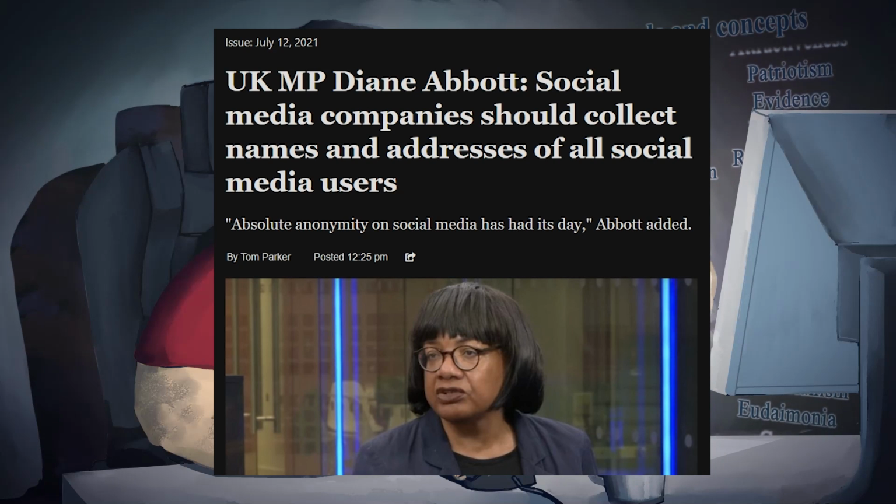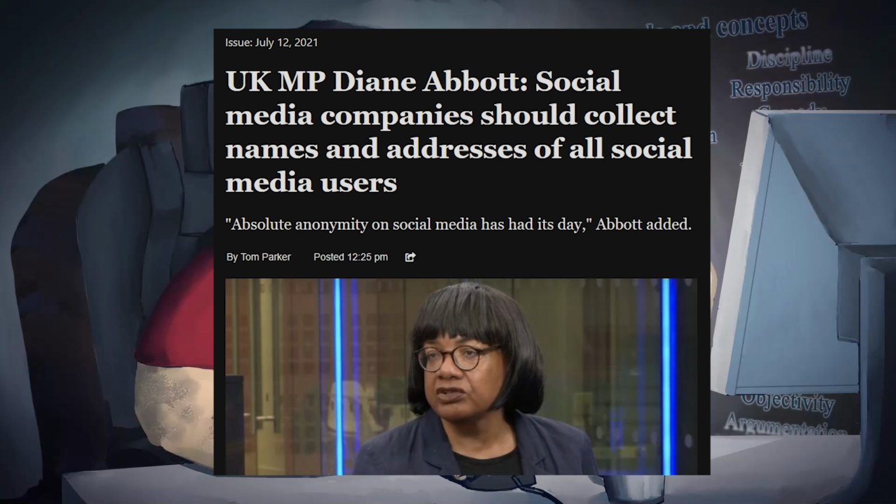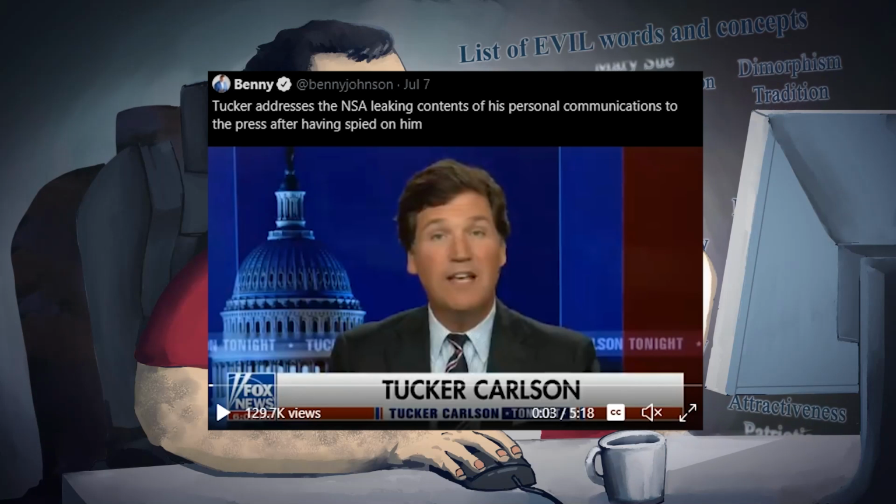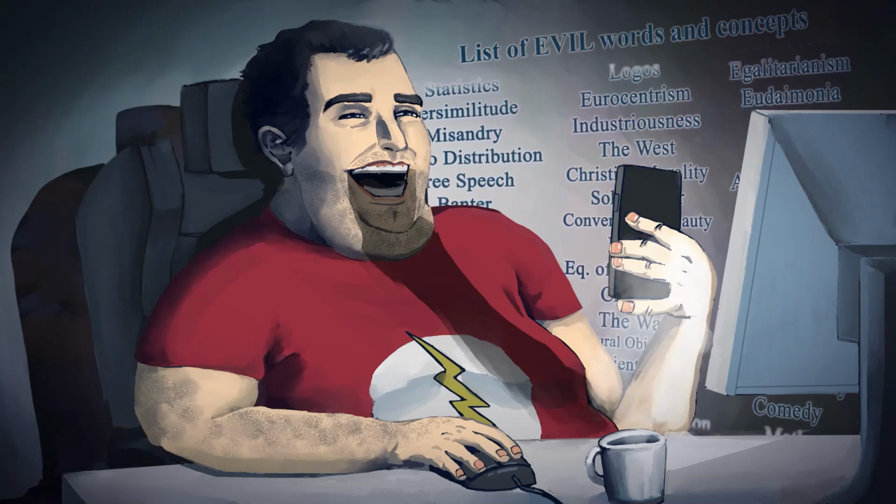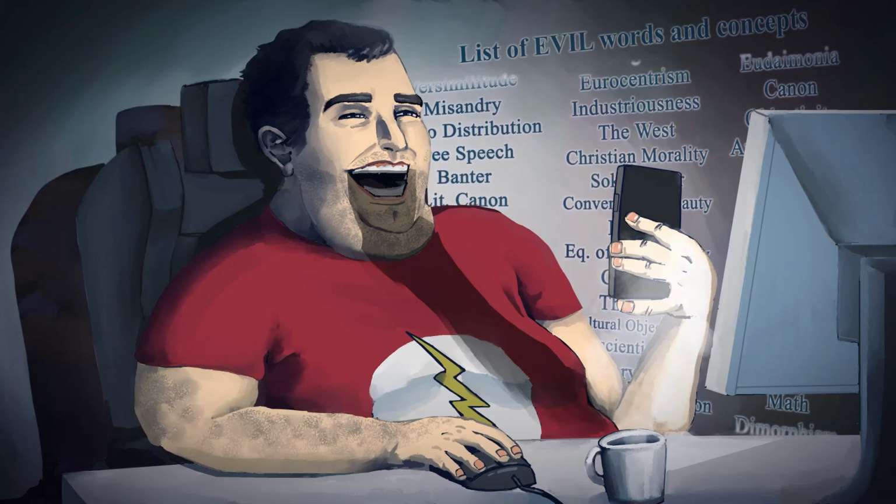In the present day, Diane Abbott has said that social media companies should collect names and addresses of all social media users, stating that absolute anonymity on social media has had its day. Last week there was a huge controversy, as it was discovered that the NSA was actually spying on Tucker Carlson. There's definitely been a slow boiling of the frog on the anonymity issue.